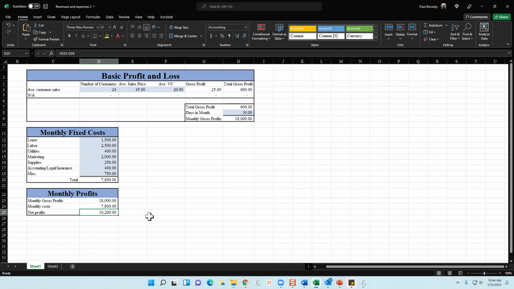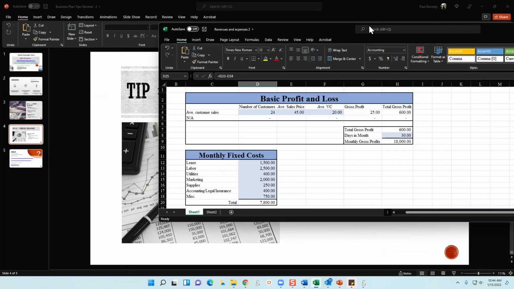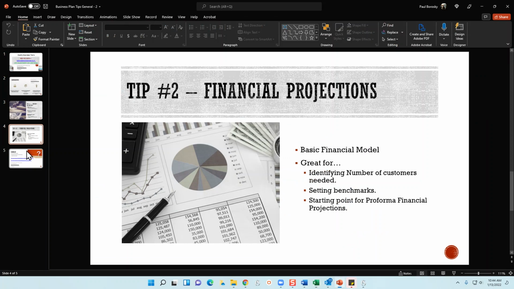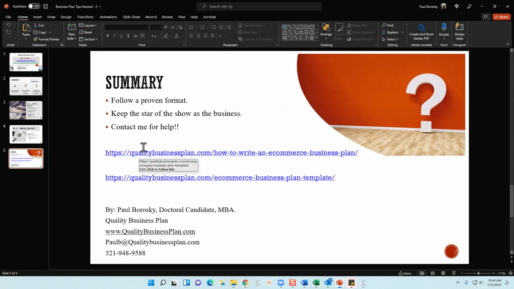All right, so hopefully this is helpful to see how not only can we quickly identify some price points and align and total up our costs, but this is also an excellent starting point to expand upon for our pro forma financial projections. All right, so hopefully that information was helpful.